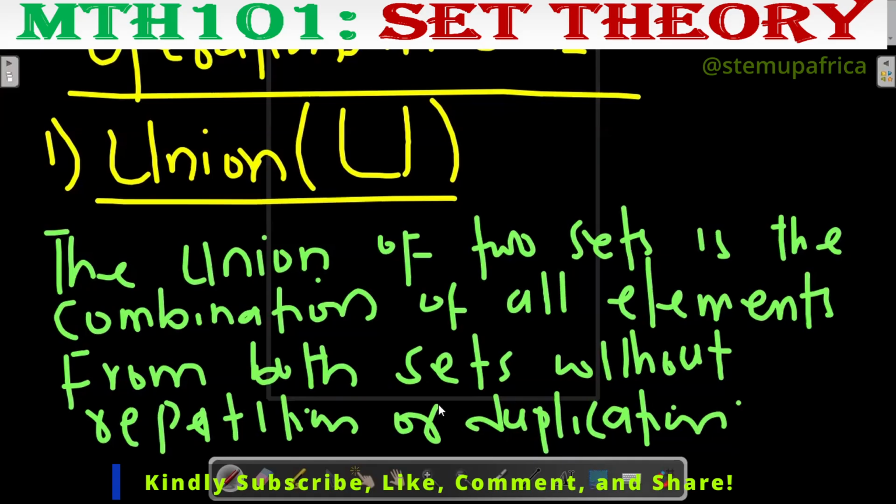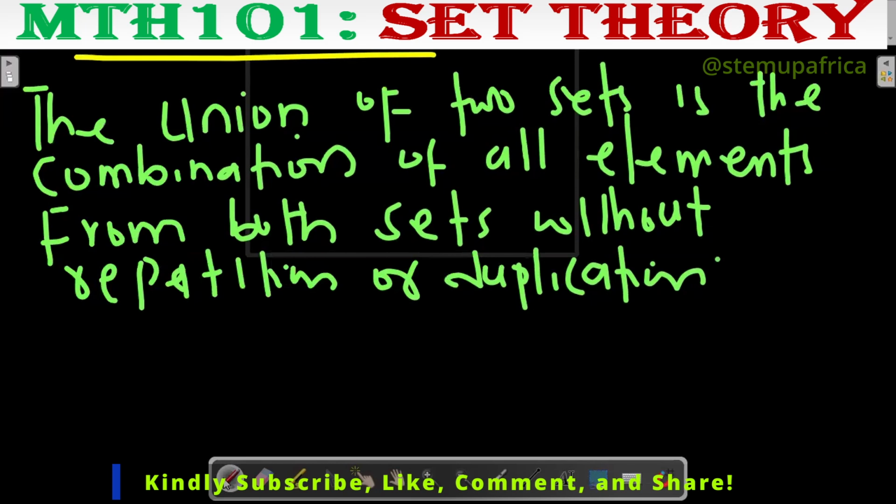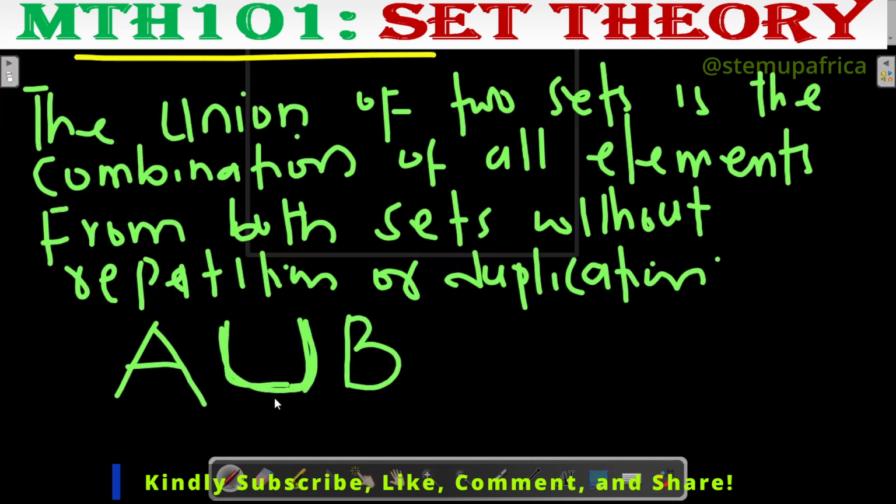So for example, you can write A union B. You see it? That is A union B. If they ask you to pronounce this, you pronounce it as A union B. This is the symbol for union. This is A union B.